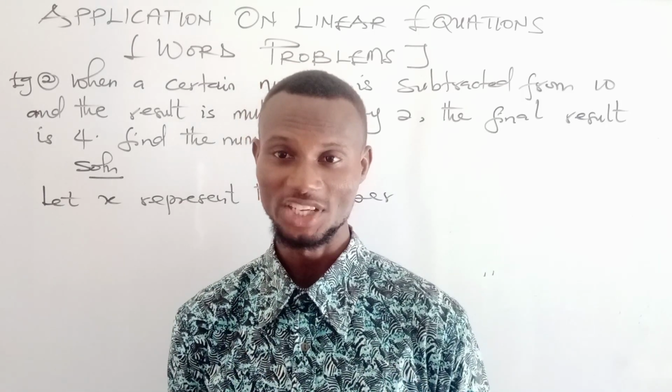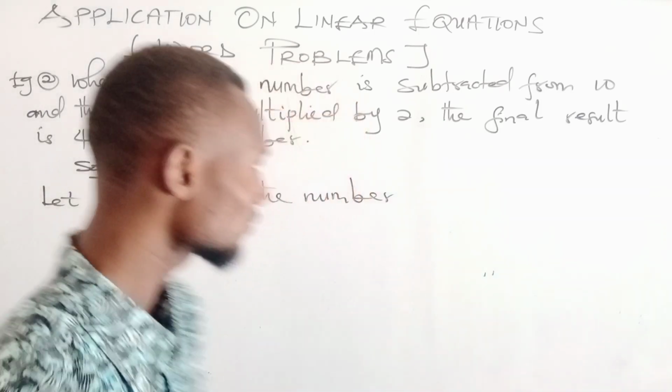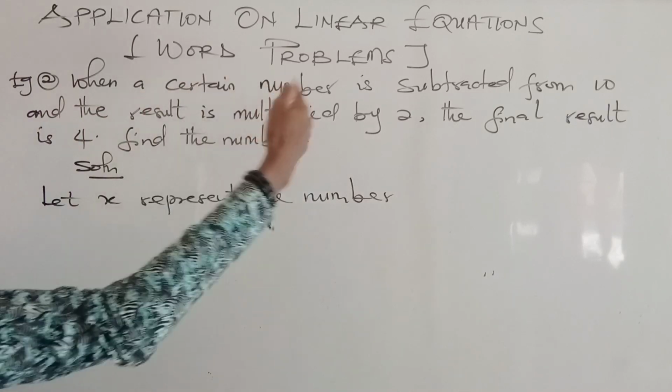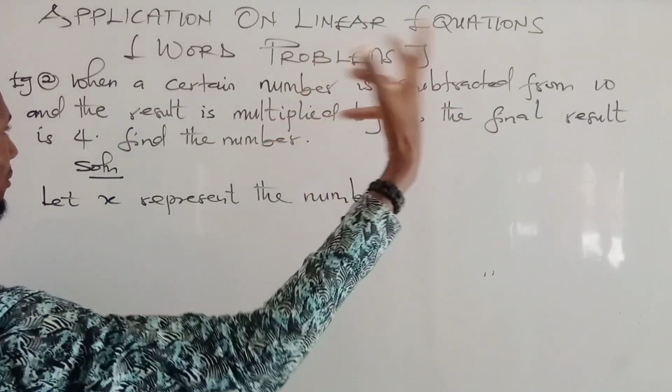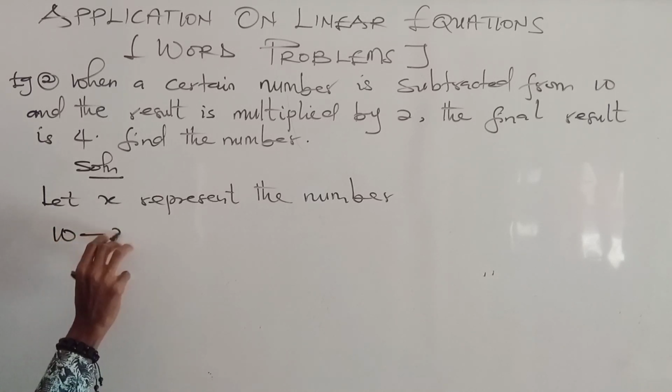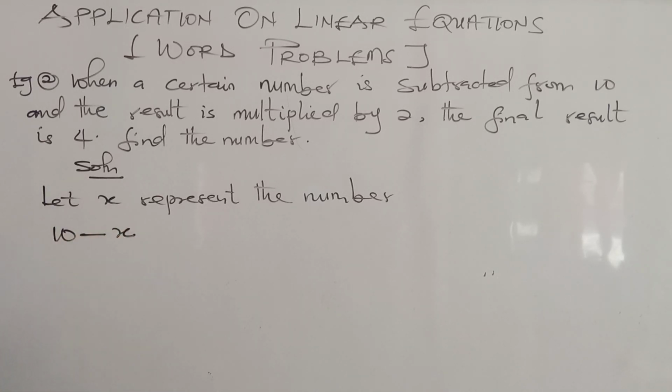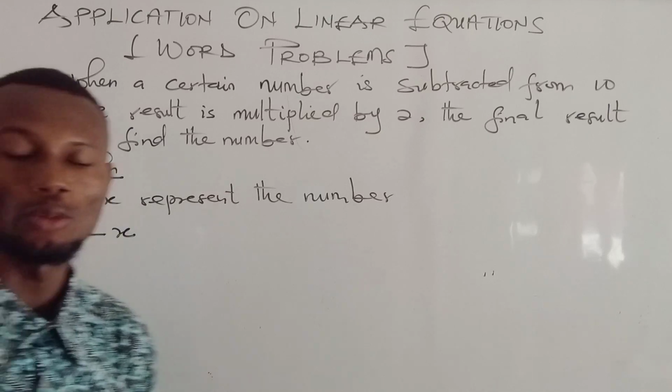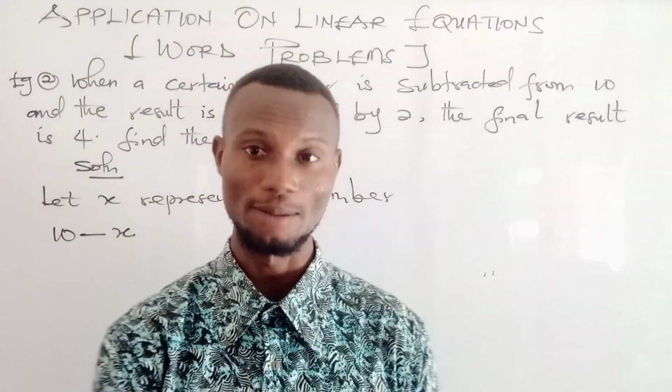I hope you agree with me up to this point. Okay, so now it says that when a certain number is subtracted from 10, it means that I have my 10 there minus S, which refers to that certain number. I hope the explanation is clear enough up to this point.